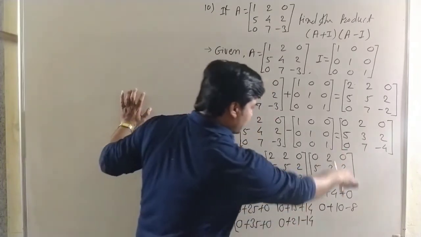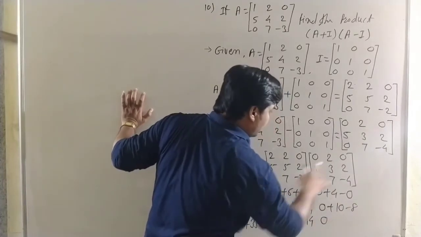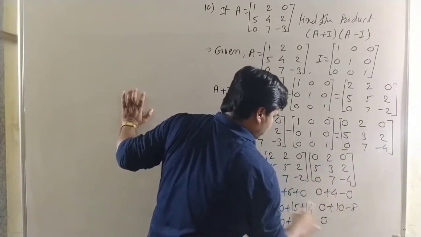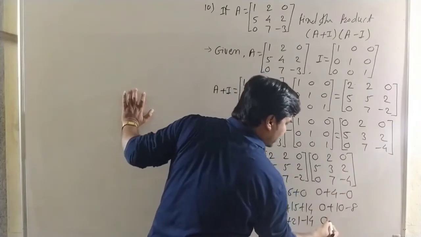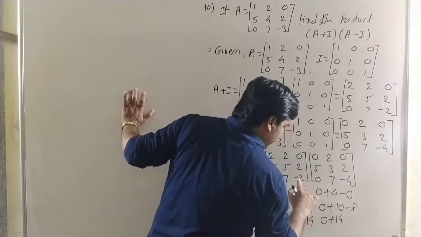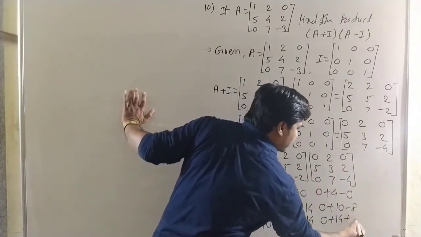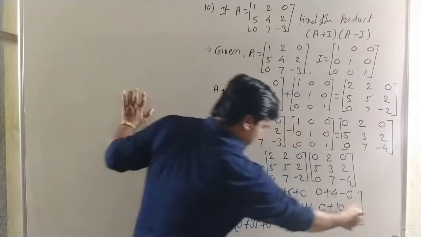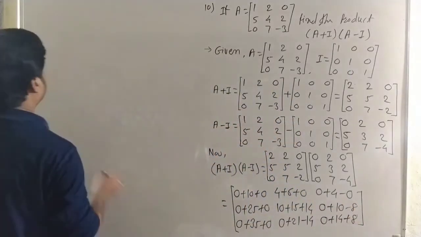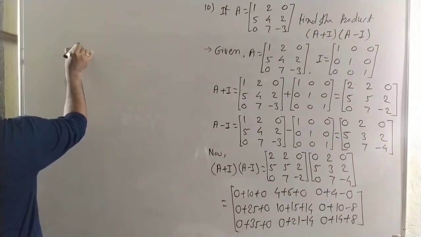And last, third row, third column: 0 into 0 is 0, 7 into 2 is 14, and minus 2 into minus 4 is plus 8. Here is the multiplication. Now we write only the calculation of this.